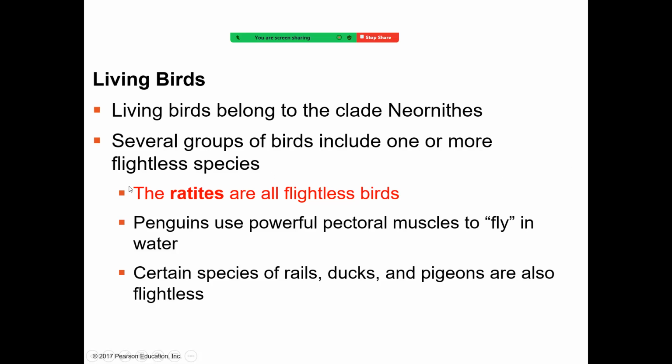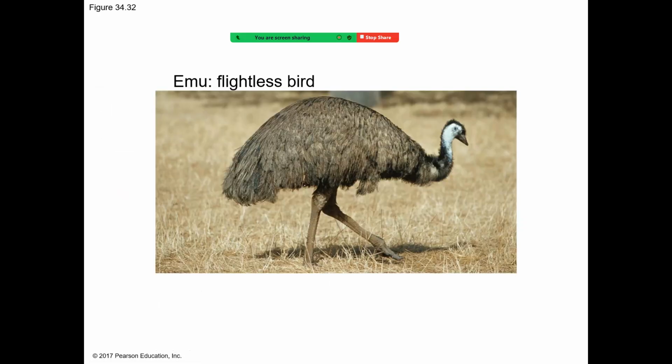And there are several groups of birds that include one or more flightless species. The ratites are flightless birds. Examples of flightless birds would be penguins. They use their powerful pectoral or breast muscles to fly or move in the water. There are also other species of birds that we might not think would be flightless. Certain types of ducks and pigeons can also be flightless as well.